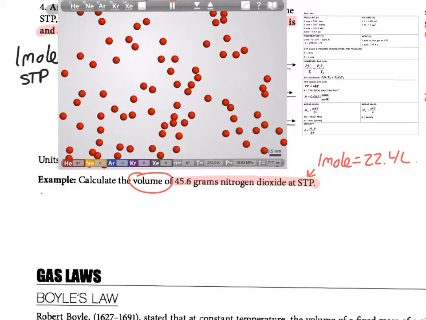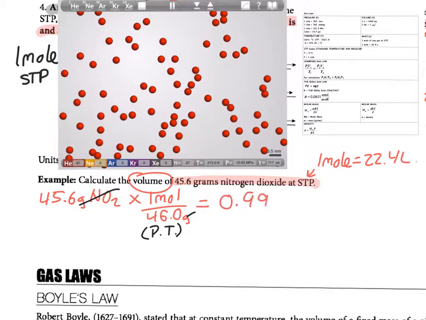First I'll take my 45.6 grams of NO2, and from the periodic table I know that the molar mass of NO2 is 46, and so I'm going to use that relationship to calculate moles. This is something we've been doing quite a few class periods so far, a gram to mole conversion using the molar mass. That 46 comes from the periodic table. And this calculation gives me 0.991 moles, which is not 1 based on significant figures, but it's pretty close to 1.